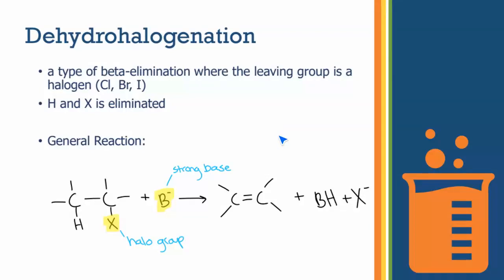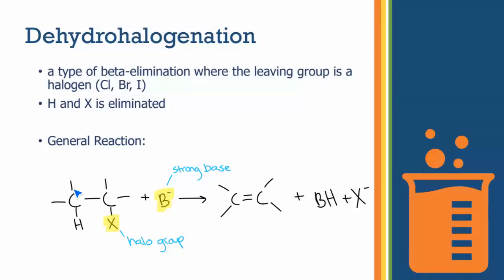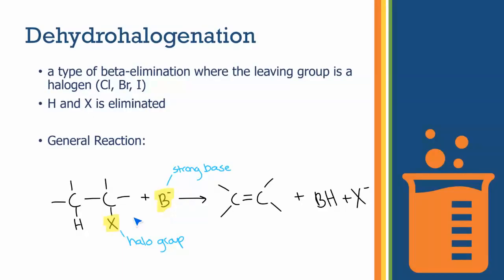So the general reaction for this, you'll have your alpha carbon here with your functional group, which is a halo group, for dehydrohalogenation. And then you'll have a hydrogen on the beta carbon. So this base will take this hydrogen, and then this will leave, and you'll form a double bond here. You end up with an alkene, and then the base will form a bond with the hydrogen, and this will come off as an anion.